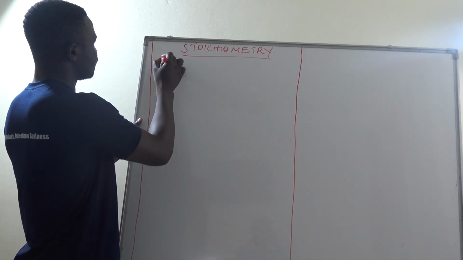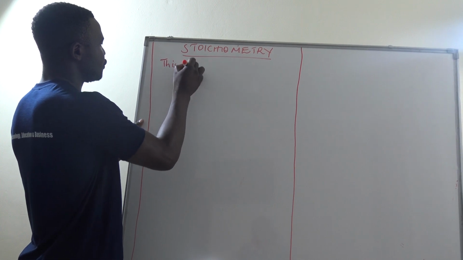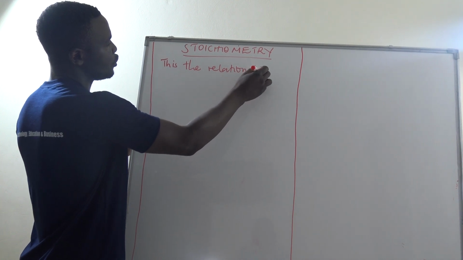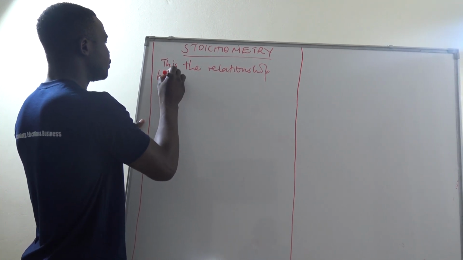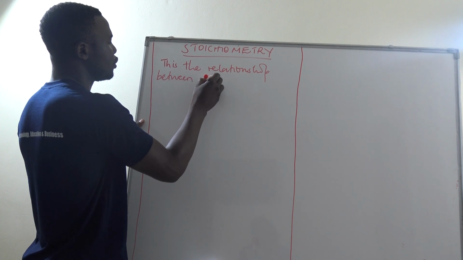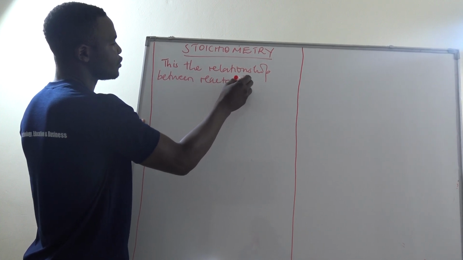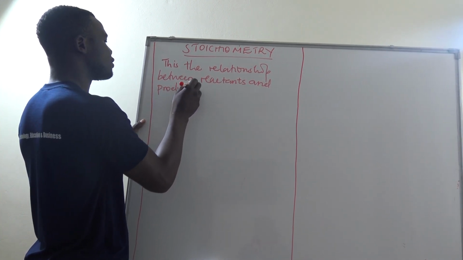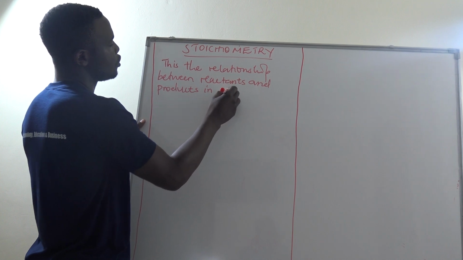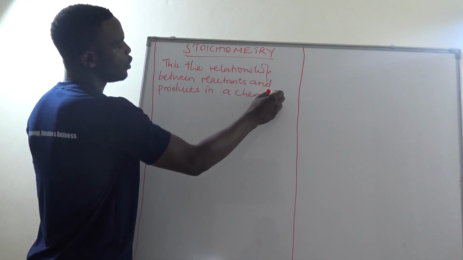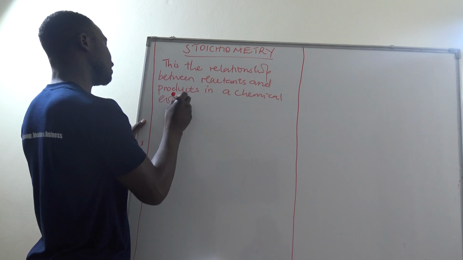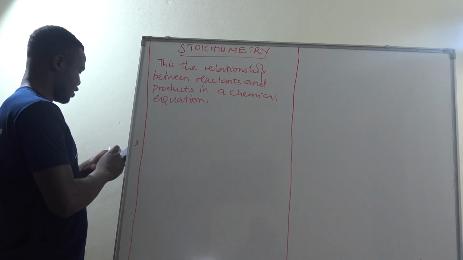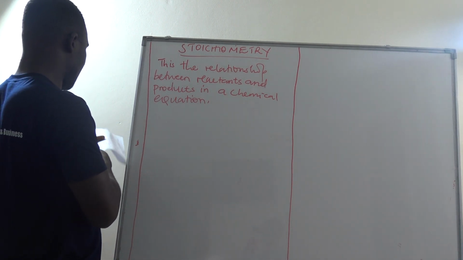So we have said that this is the relationship between reactants and products in a chemical equation. That is what stoichiometry is all about.